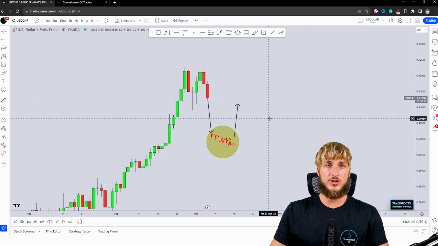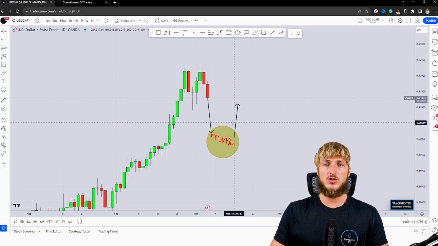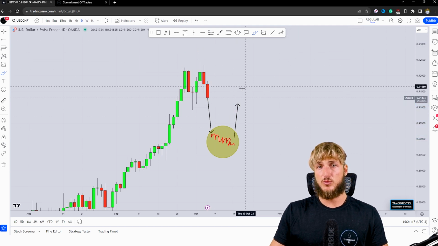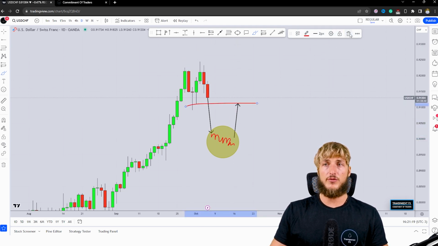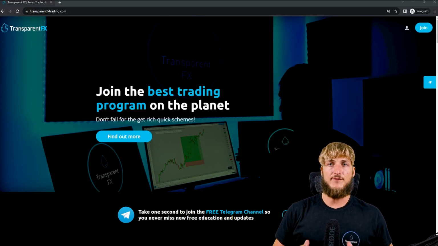And if the market would shift from an intraday bearish to bullish market and provide to us one of our valid entries, at that point we could be looking for a potential move higher for the completion of this M pattern at the neckline.